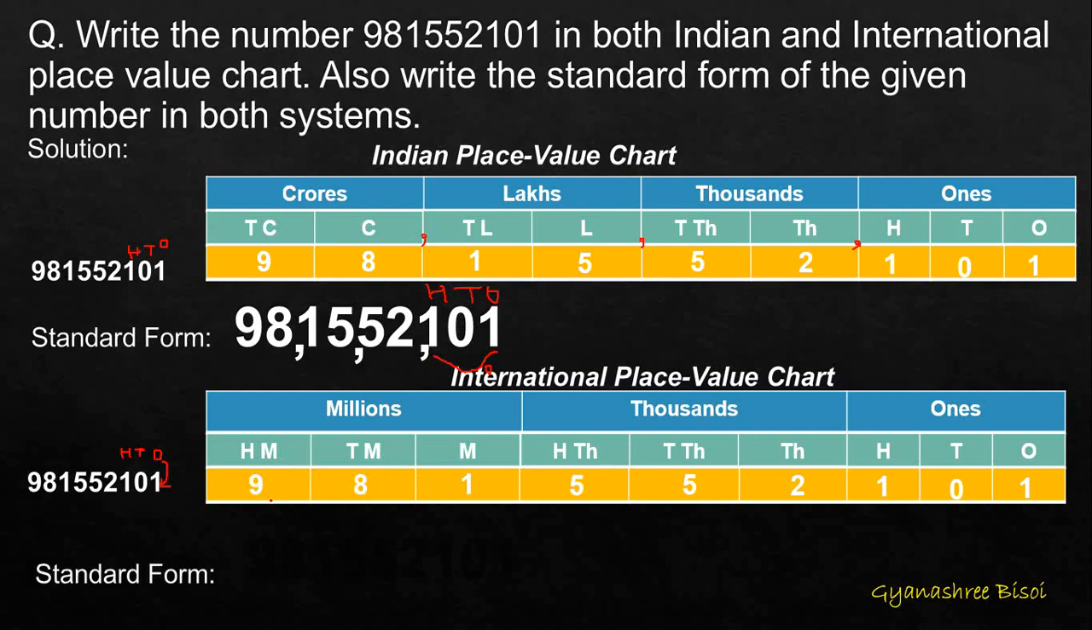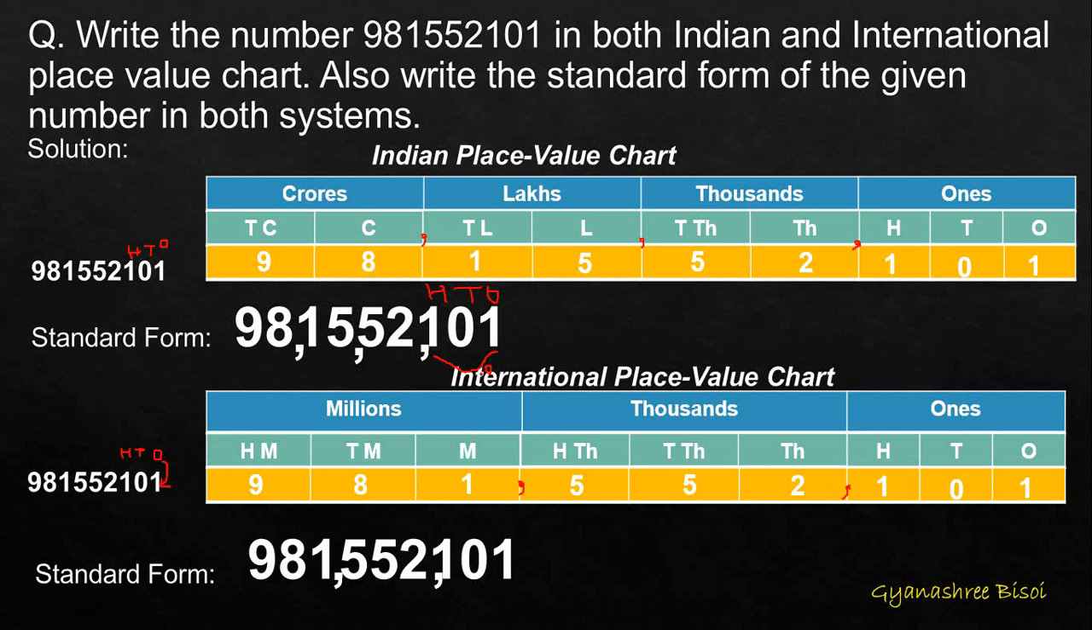Correct? Now I will write the standard form. We know that the periods are separated by commas. Then at the end of the ones period, I will put a comma. At the end of the thousands period, I will put a comma. Every period consists of 3 places, right? So, from the right, leave 3 places, 3 digits. Then you put a comma. Then next, leave 3 places, 3 digits. Then you put a comma. In this way, we will do it in the international place value system, right?